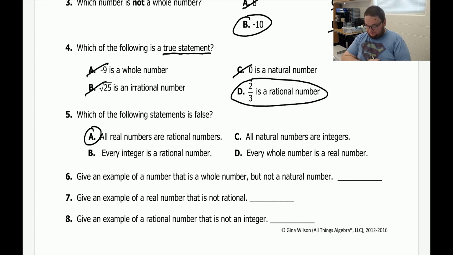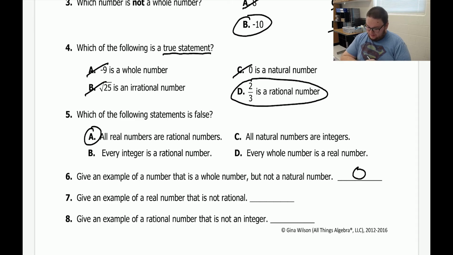If we look at 6, it wants us to give an example of a number that is a whole number, but not a natural number. Well, if we remember, the whole numbers are just the natural numbers plus 0. So the only option we're going to have is 0, because it's a whole, but it's not natural. And it's the only one.